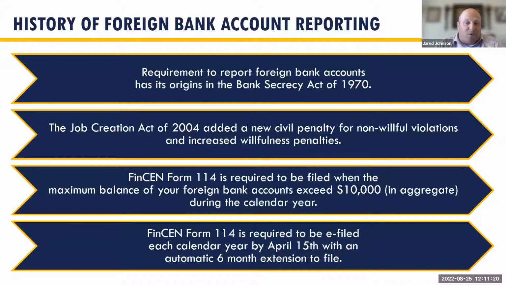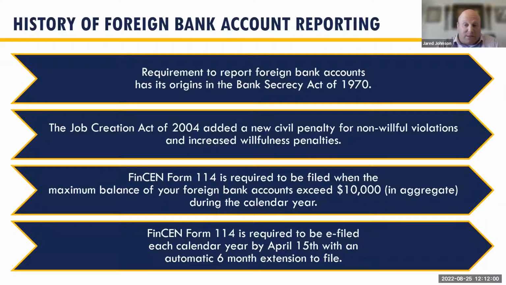So what is a FinCEN Form 114? It is the FBAR form. And you basically have to file this form if you have an aggregate maximum balance of foreign bank accounts that exceeds $10,000 in a calendar year. So I like to explain that if you have two bank accounts that have $7,000 in each of those accounts, you have to disclose the existence of both of those accounts on this FinCEN Form 114. So it's the accounts in aggregate, not just, oh, this one didn't ever exceed $10,000.